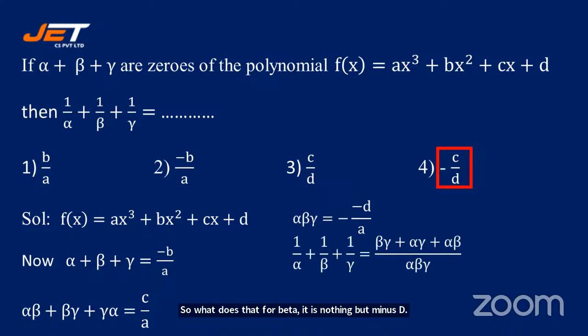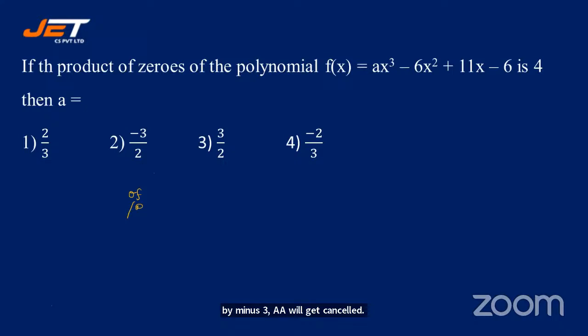All right. So here it is 1 by alpha plus 1 by beta plus 1 by gamma. Just take the LCM of it. You will get beta gamma plus alpha gamma plus alpha beta, by alpha beta gamma. We know the numerator beta gamma plus alpha gamma plus alpha beta is nothing but c by a, and alpha beta gamma is minus d by a. So when this gets interchanged, c by a into a by minus d, the a will get cancelled, and thereby you will get minus c by d. All right. With this understanding, let's move on to the next question.